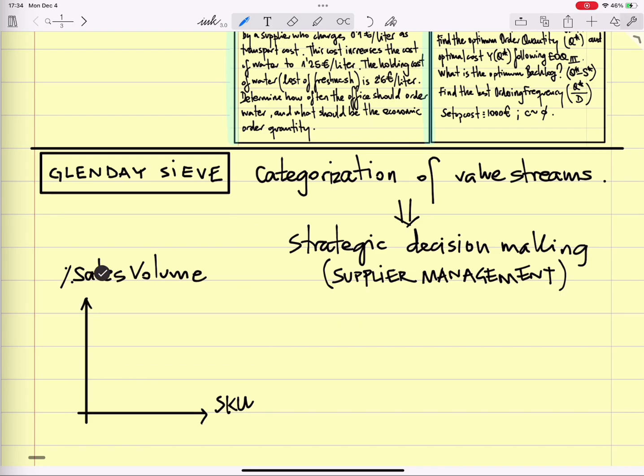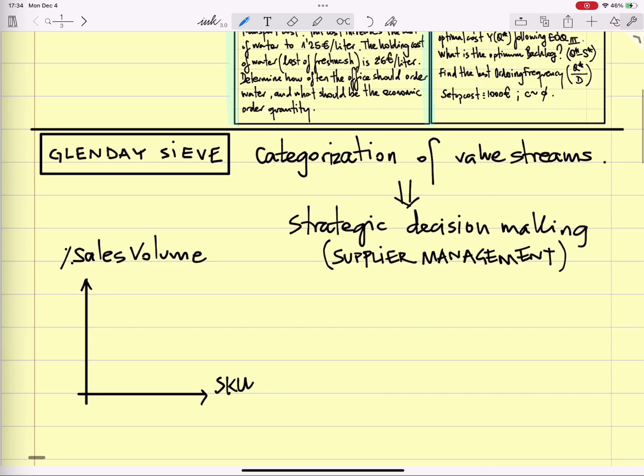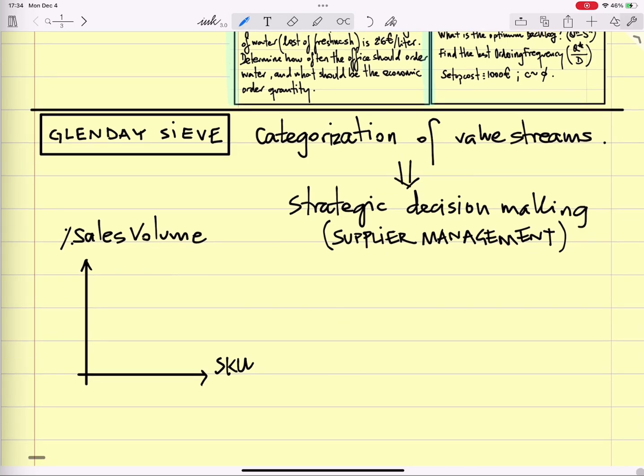Hello? No, I don't know what you mean. No, I don't know. SKU means stock keeping unit. Okay, das ist einfach eine Artikelnummer. Okay.